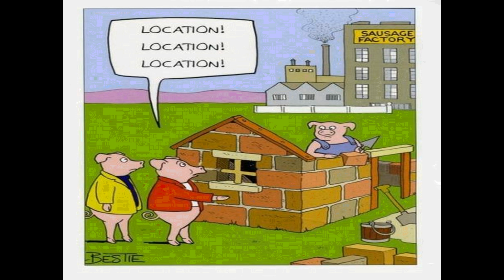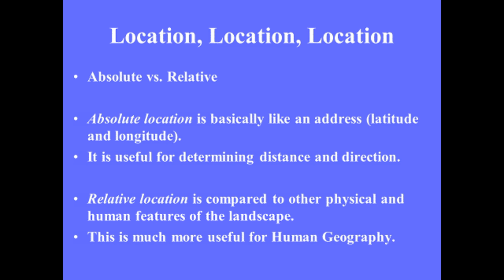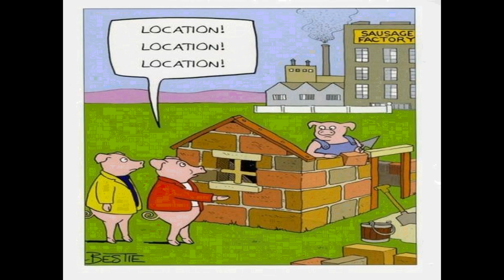So location can be absolute or it can be relative. Absolute location has to have a specific quantifiable number associated with it, like latitude and longitude coordinates or an address. Relative location is always going to be based off of some other location.